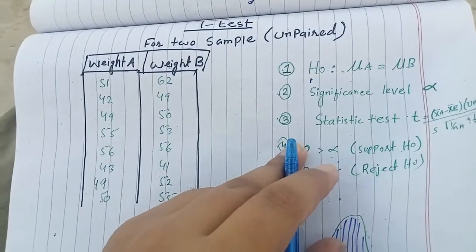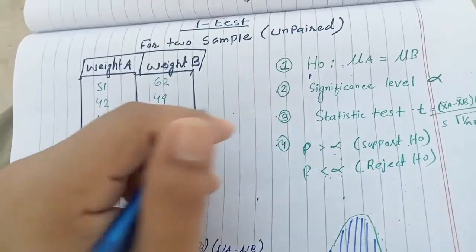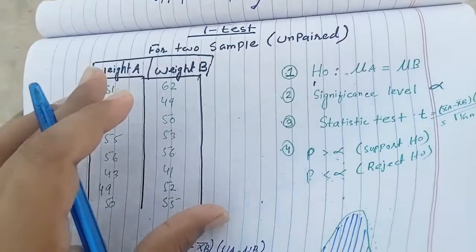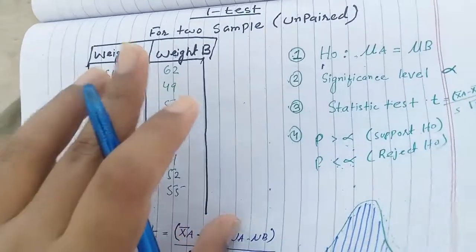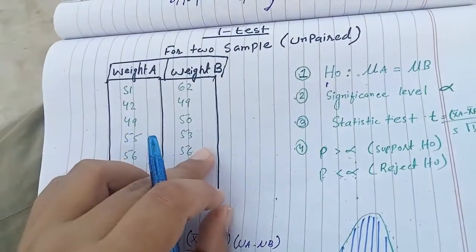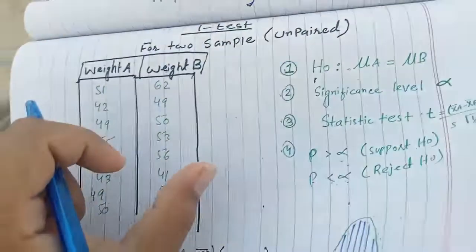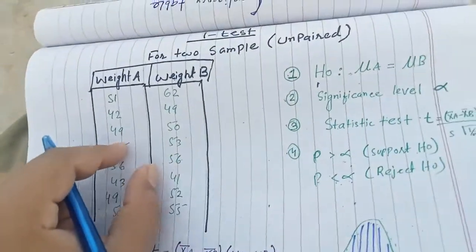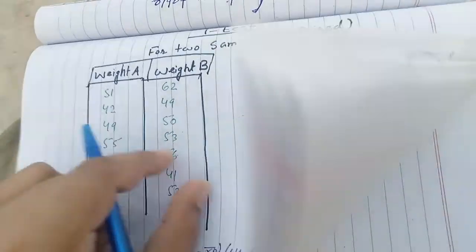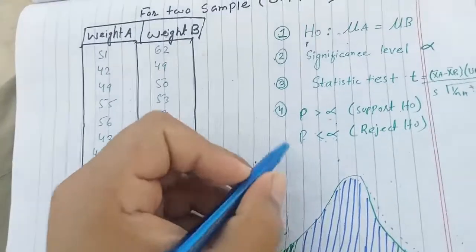So what does it mean by supported? If the p-value is greater than alpha, we are able to say that yes, there is no significant difference between the weight of group A and the weight of group B. There is no significant difference in the means of group A weight and group B weight. That is what the null hypothesis said.